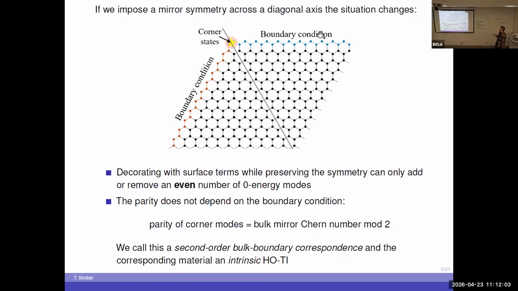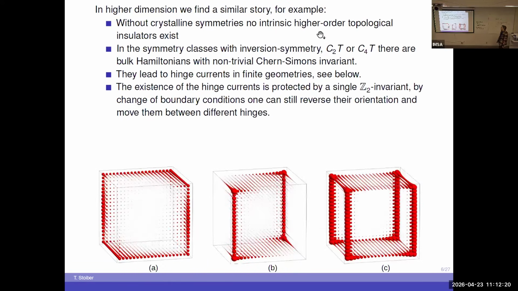And so for materials of this kind, we call them intrinsic topological insulators, because no matter what boundary condition we take, we must have corner states. So those are the interesting ones. These are the systems that we want to classify. And we can also look at this in higher dimensions. In 3 dimensions, it's a similar story.